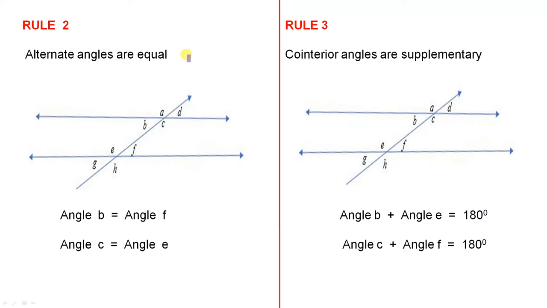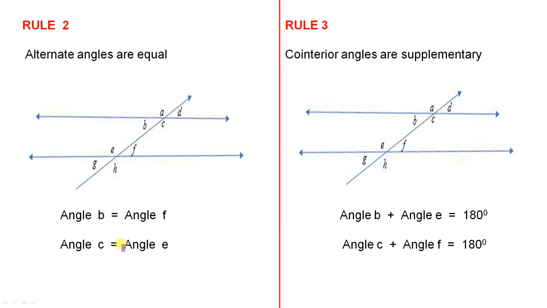In rule 2 we have that alternate angles are equal. So what does that actually mean? It means that angle B equals angle F. Now why do we call them alternate angles? Well, there are two situations. The first one, B and F are on opposite sides of the transversal. So there's the transversal. B and F are on opposite sides, but they're inside the parallel lines. That's why they're called alternate angles, and that's why they're equal. And you can actually see, visually, that they are the same size.